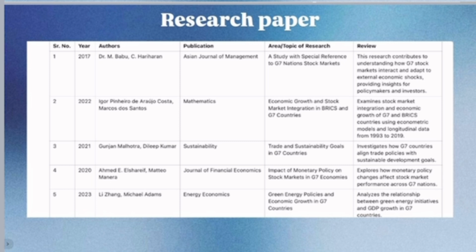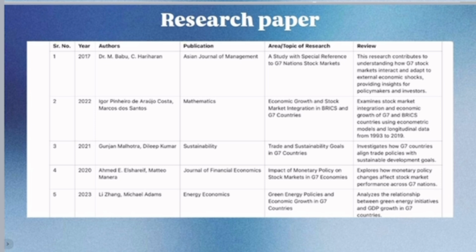Second, year 2022. Authors Igor Firon D. Orzo, Costa, Marcos dos Santos. Publishing Mathematics. Topic of research: economic growth and stock market interaction in BRICS and G7 countries. Review: examine stock market integration and economic growth of G7 and BRICS countries using econometric models and longitudinal data from 1993 to 2019.